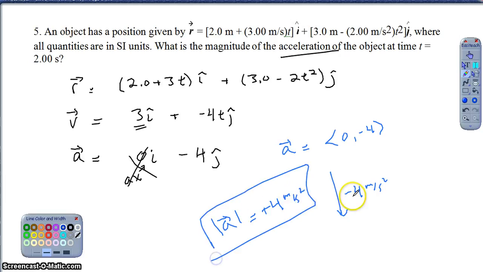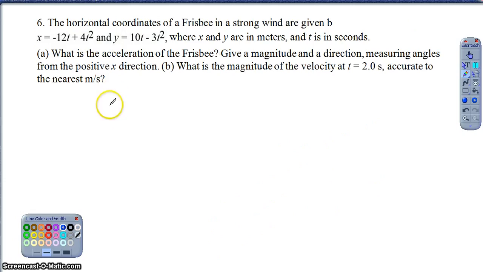Right? The negative would just indicate it's going downward. Anyway, making sure we're getting comfortable with this type of question is also very important for us to do. So question 6, obviously very similar to question 5 that we just looked at.